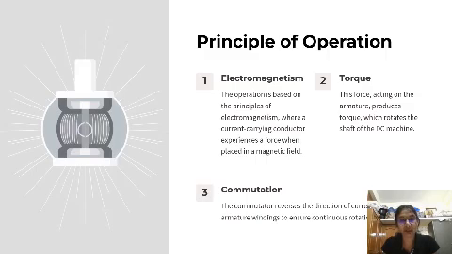First is electromagnetism. The operation is based on the principle of electromagnetism, where a current carrying conductor experiences a force when placed in a magnetic field. Next, torque. The force acting on the armature produces torque, which rotates the shaft of the DC machine. Next, commutation. The commutator reverses the direction of the current flow in armature windings to ensure continuous rotation.